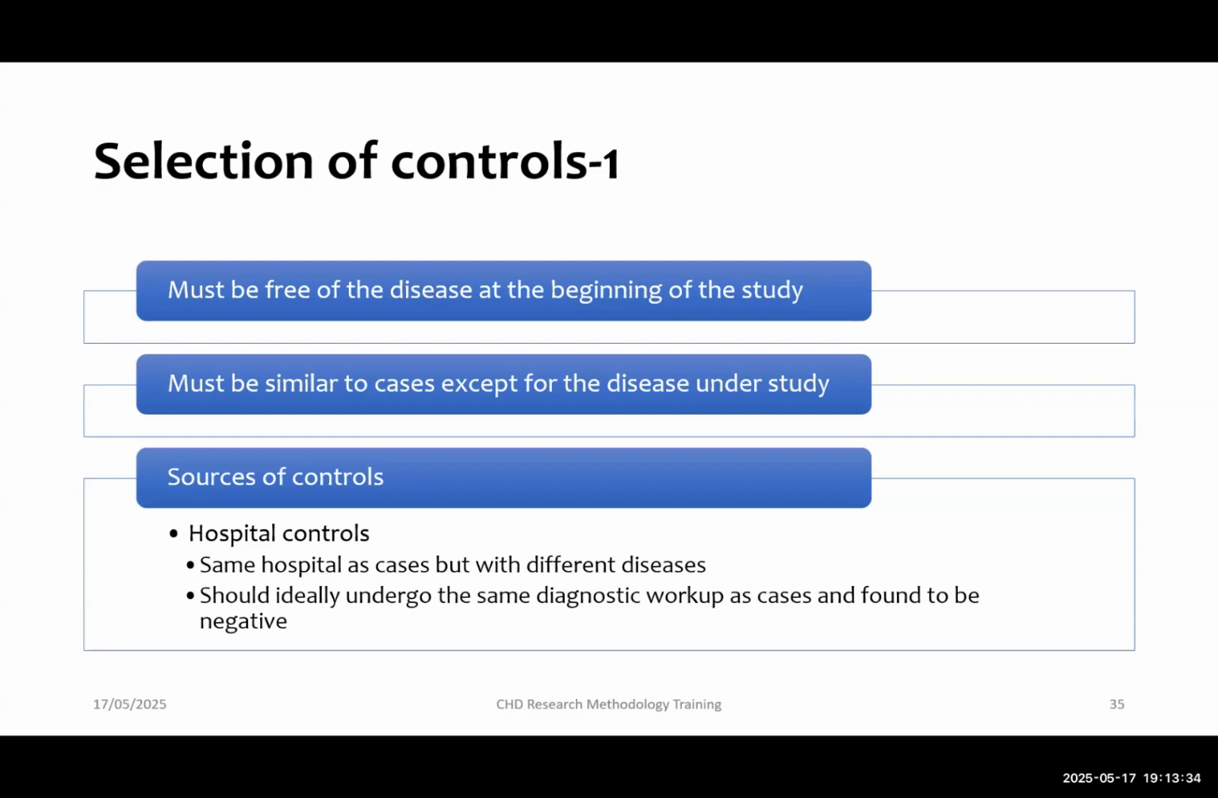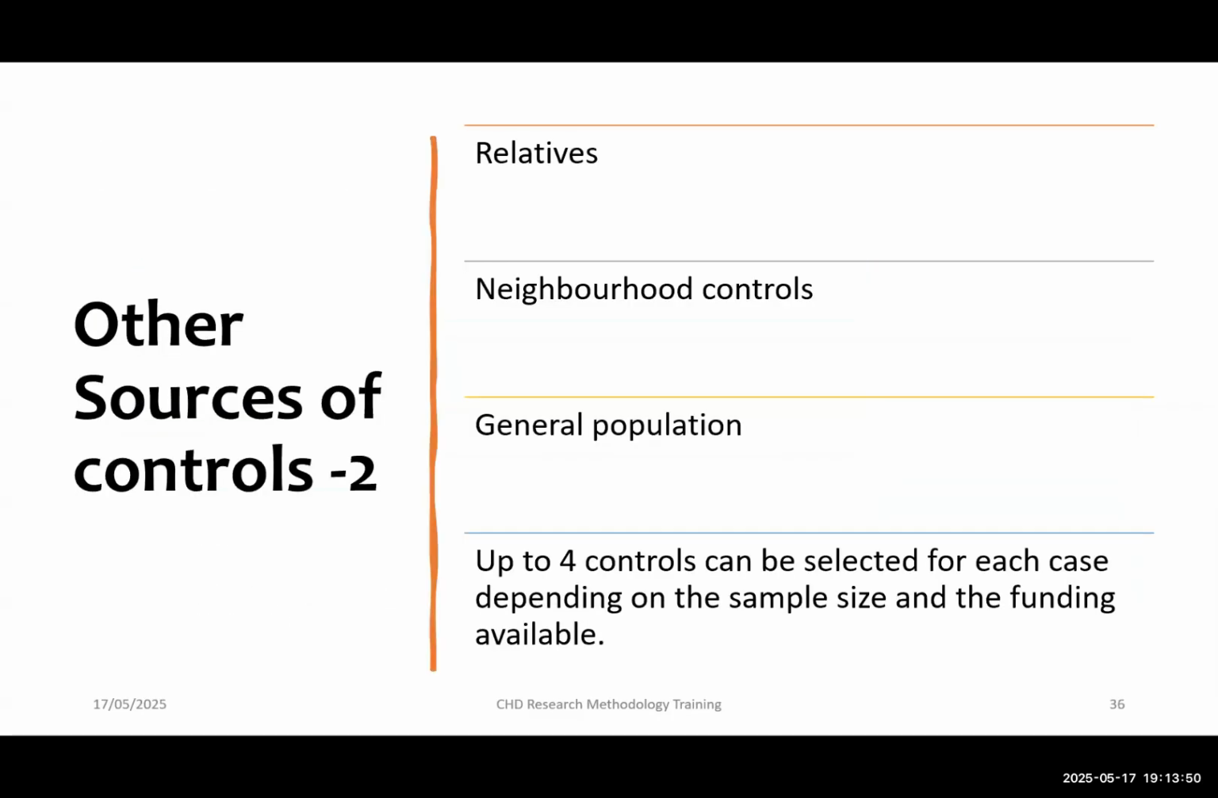And remember, your controls must also undergo that diagnostic workup. The way you made the diagnosis or took a decision that someone has a disease must be used to determine that another person doesn't have that disease. So there are other places where you can get your controls from, apart from the hospital.